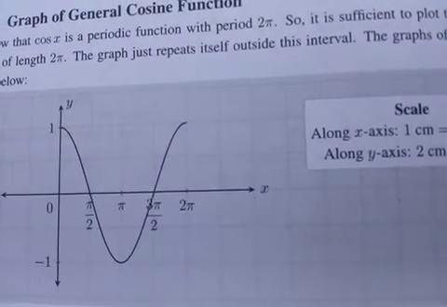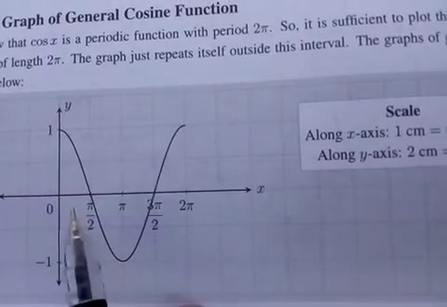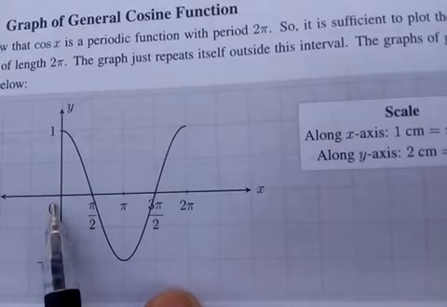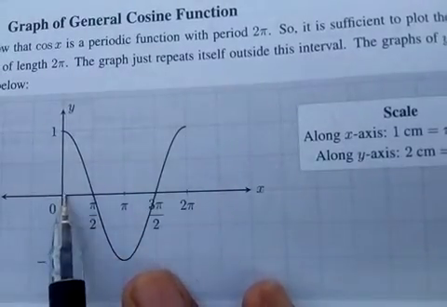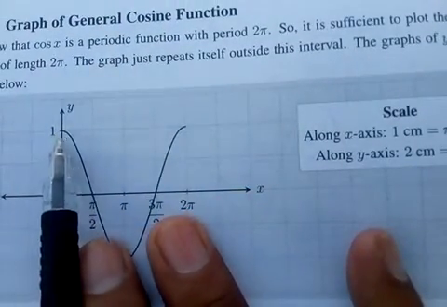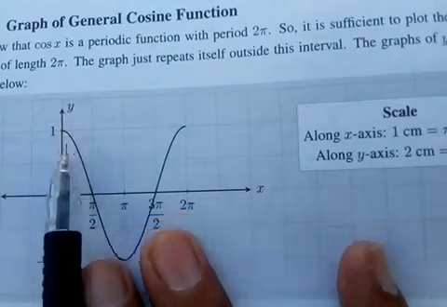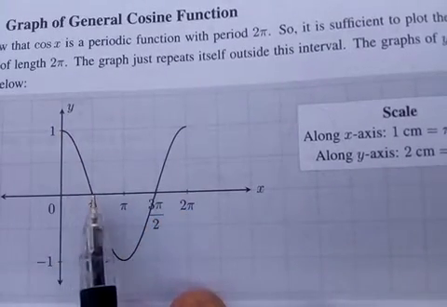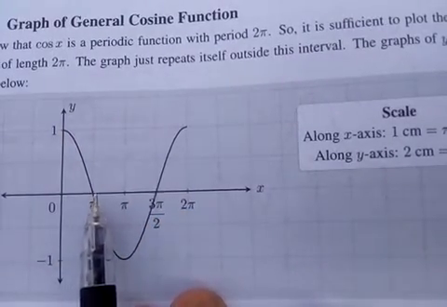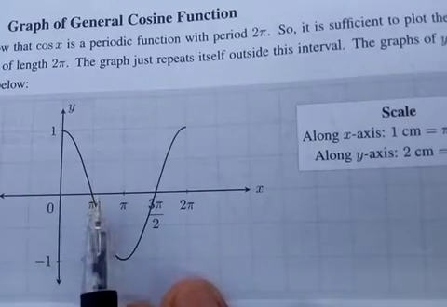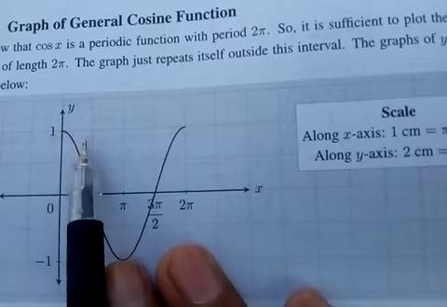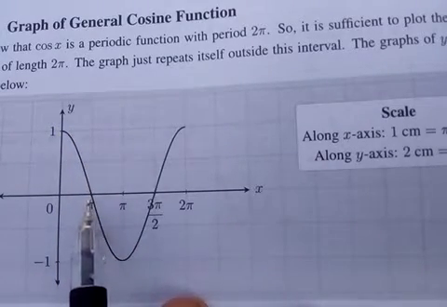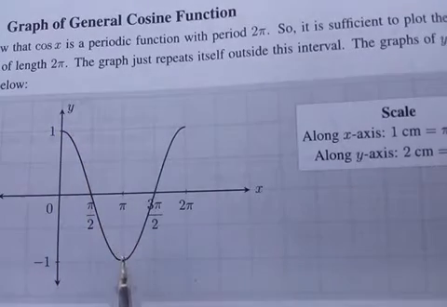First of all, we can represent cos 0 equal to 1. If x equals 0, y equals cos 0, and cos 0 equals 1. Cos pi by 2 equals 0. If x equals pi by 2, y equals 0. So we can join these 2 points, from 1 to pi by 2.